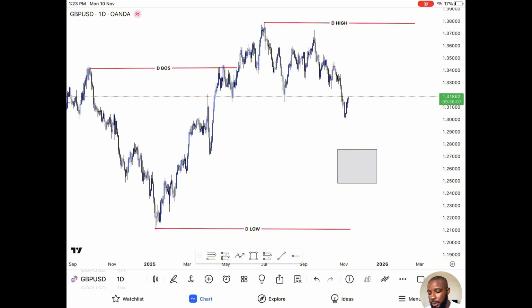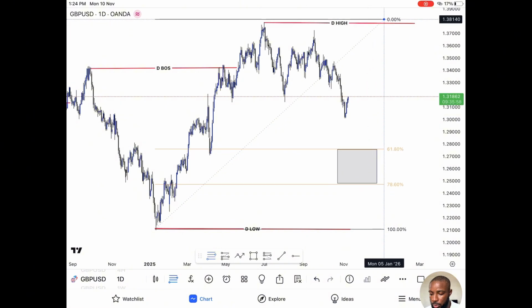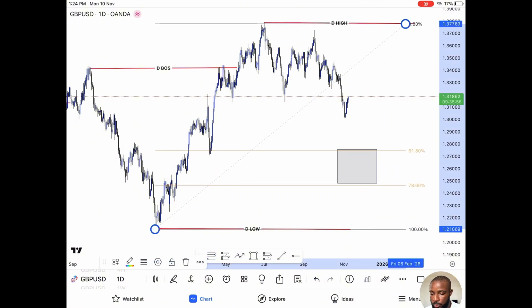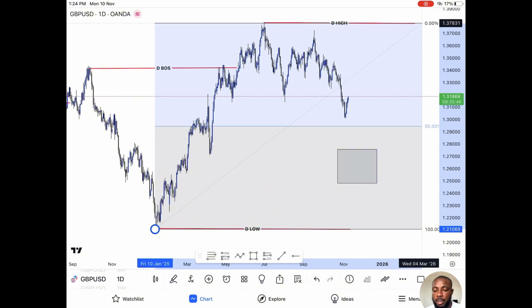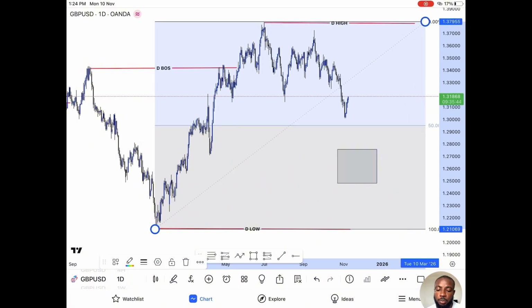So if I take my Fibonacci and place it from bottom to top, let me change this real quick. Now you find out that this blue area is the premium area, which means that is where I should be selling from. But we are in a bullish trend on the daily, so I don't want to be selling on the daily. I want to be buying.